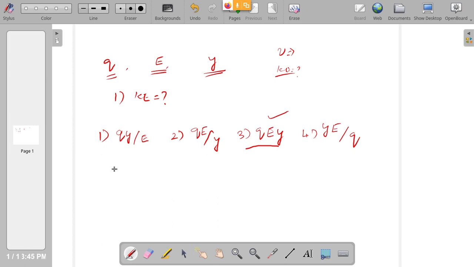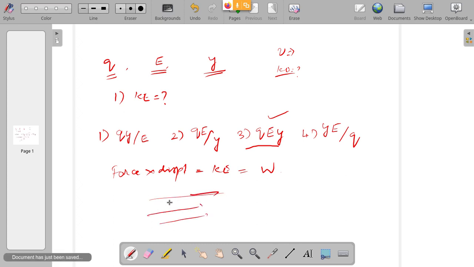Very straightforward, right? Force into distance is the energy units, right? Force into displacement is the energy units. So kinetic energy is force into displacement because that is the work done in moving the charge. The charge is moving in an electric field. So some work has to be done by the field. Electric field is doing some work on this charge to move it. And that work will be stored in the charge as Ke. And that work is nothing but force into distance.